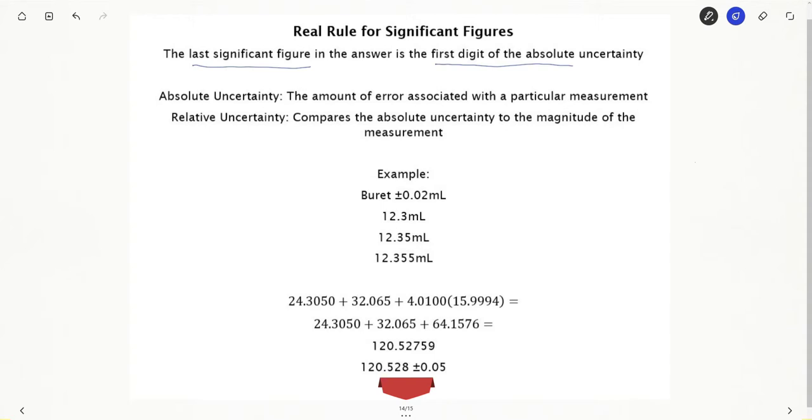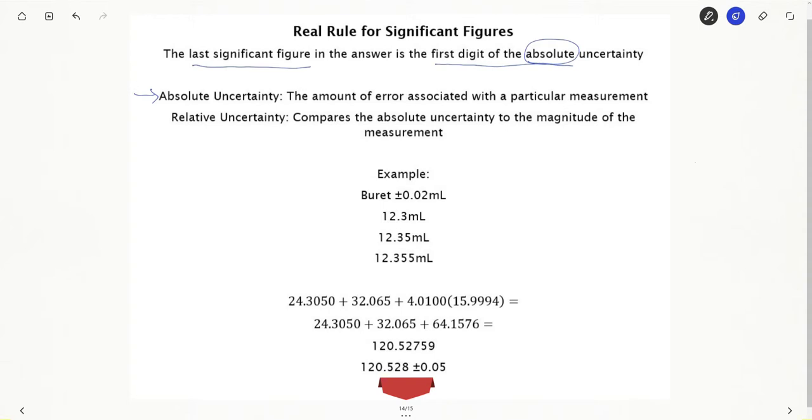Now I want to be careful here. This is our absolute uncertainty, and I want to make sure I differentiate that from relative uncertainty because you do see both of these. So absolute uncertainty is just the amount of error that's associated with a particular measurement. So say for example you use an analytical balance in your lab. That balance has an error associated with it. That is its absolute uncertainty.